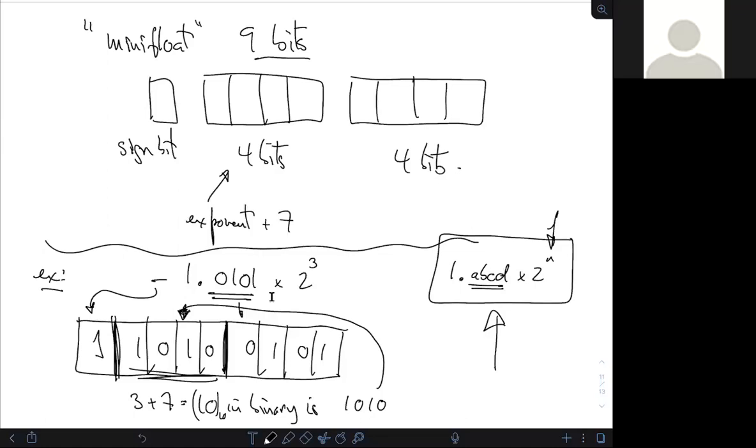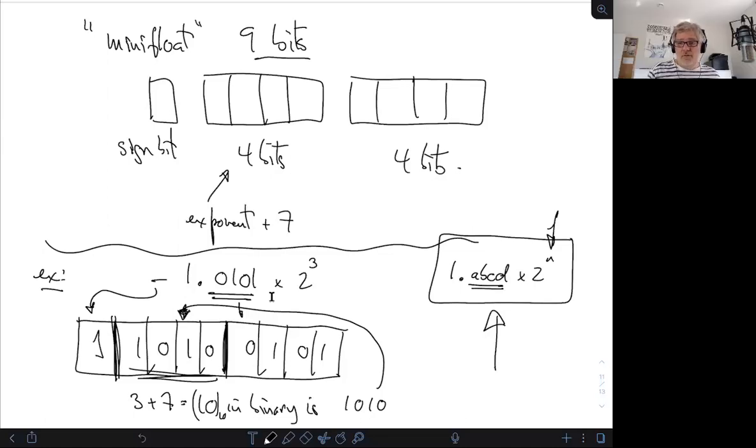So the exponent can't be -8. And could it be higher than 7? Nope. It won't fit. So it has to be between -6 and 7.